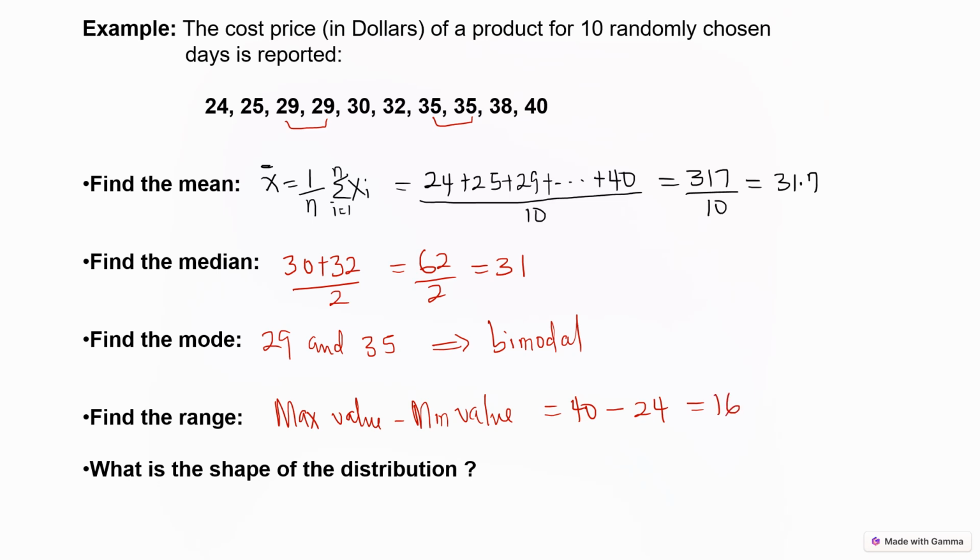And the last question is, what is the shape of the distribution? Looking at this, my mean is 31.7, and it is greater than the median, which is 31. If they're approximately the same, then it can be symmetric. But if you approximate this, it is approximately 32, which is greater than 31. Then I can say that this is slightly skewed to the right.